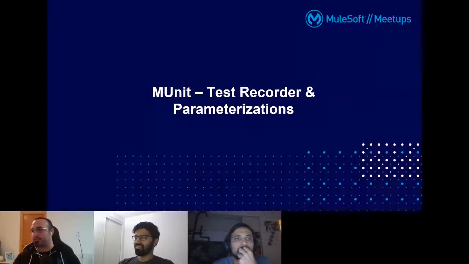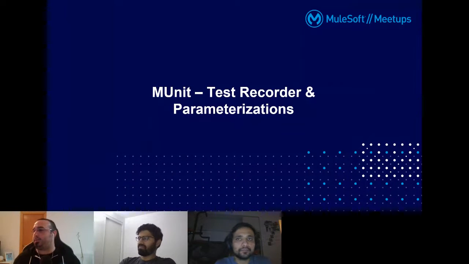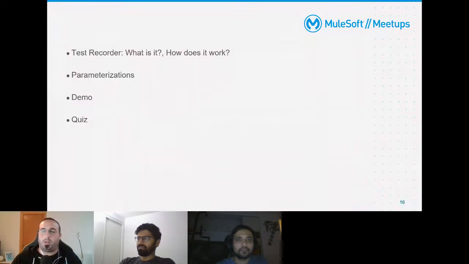Okay, now we are going to get deeper in this, and I think it's more fun. Okay, so MUnit test recorder and parameterizations. What are we going to see? Test recorder, what is it and how does it work? Then we go to parameterizations. We are going to have a quick demo to see in action, because theory is good, but practice I think is better. And then the second and last quiz. So you still have chances to win those vouchers.